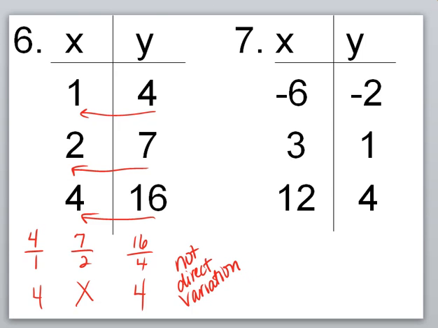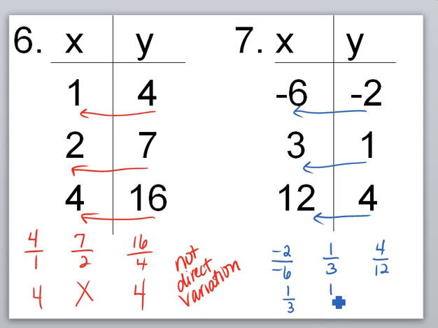In the next example, I am going to write each of these as y over x, so negative 2 over negative 6, 1 over 3, and 4 over 12. Now all of these do reduce to give me 1/3. This is already reduced. 4 goes into each of these, so it gives me 1/3. So yes, this is direct variation, and the direct variation equation would be y equals 1/3 x.